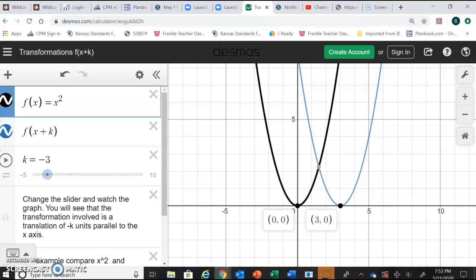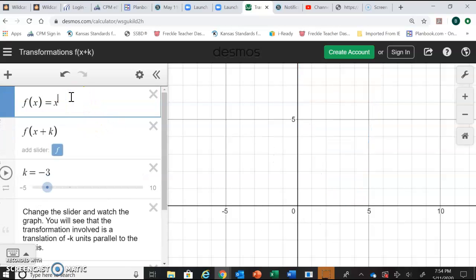So previously we talked about if it was f of x and then plus k outside the parentheses, and we talked about how if k was positive in that situation, it moved it up, and if k was negative, it moved it down. But the situation we're looking at right here shows us that if it's f of x plus k inside the parentheses, if k is positive, you move it left, and if k is negative, you move it right. And that's going to be the same even if I change this to a linear equation.